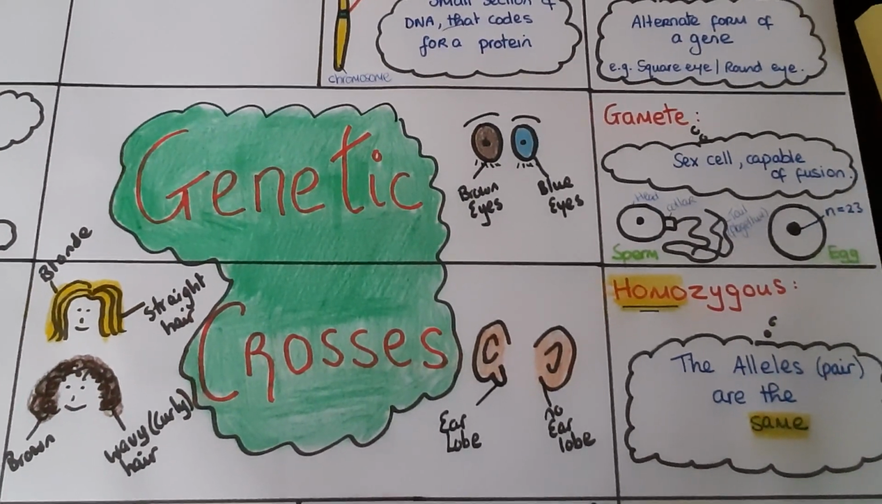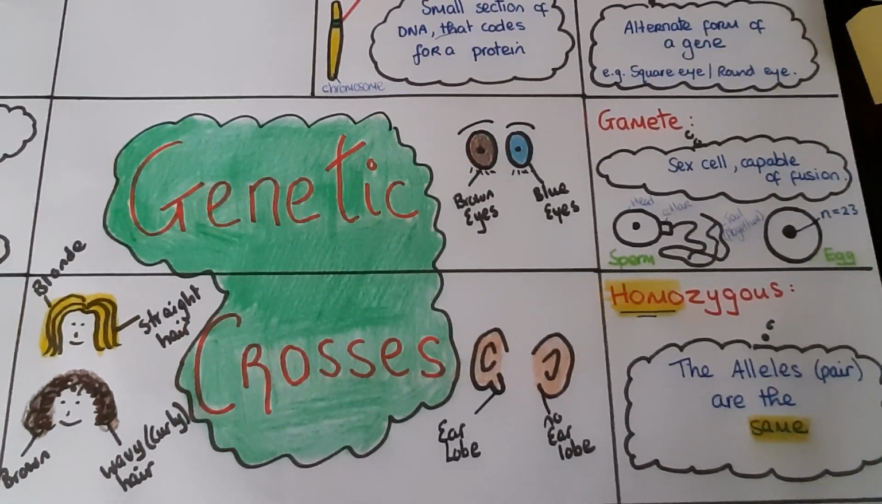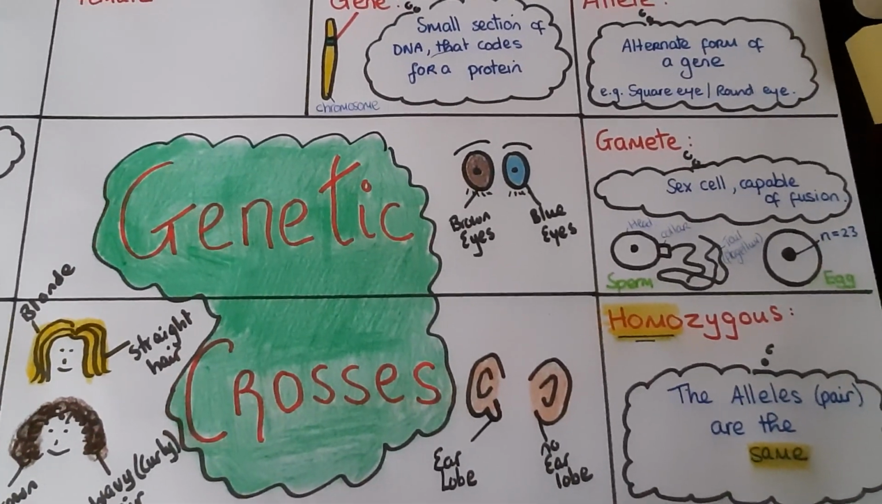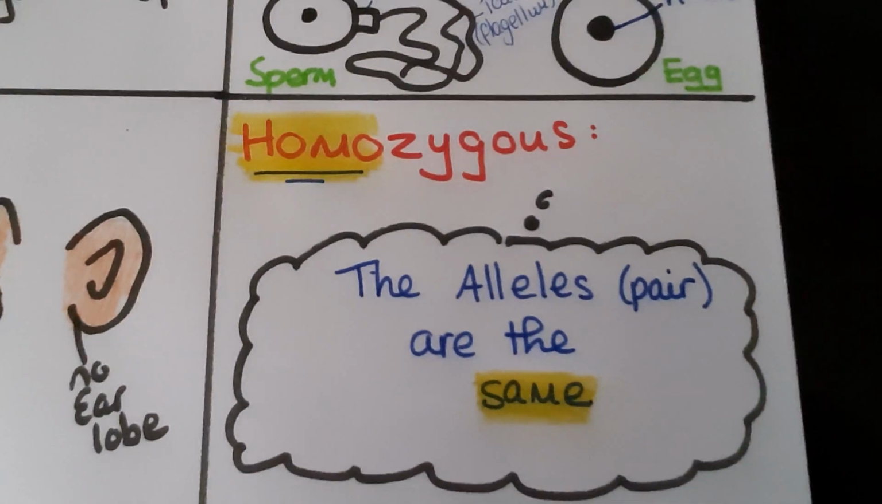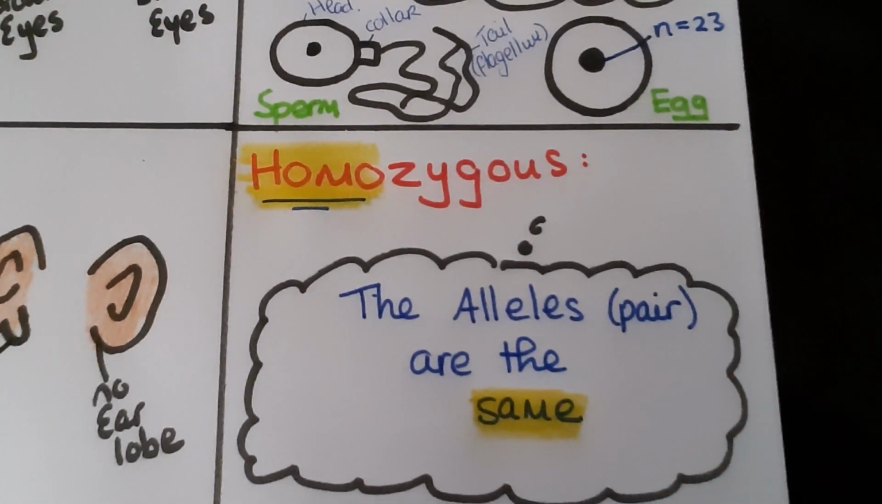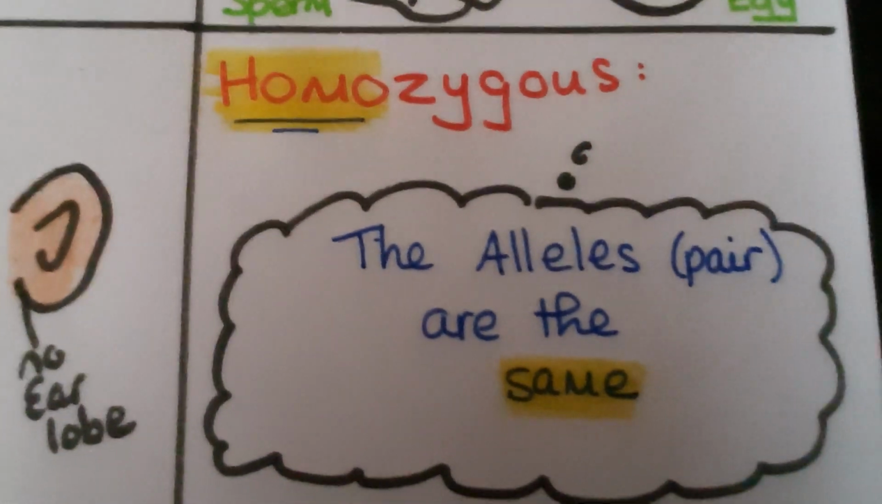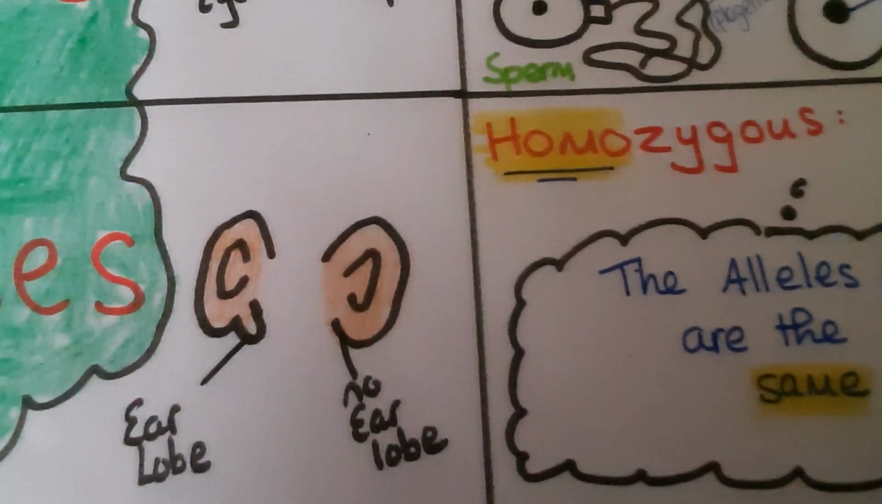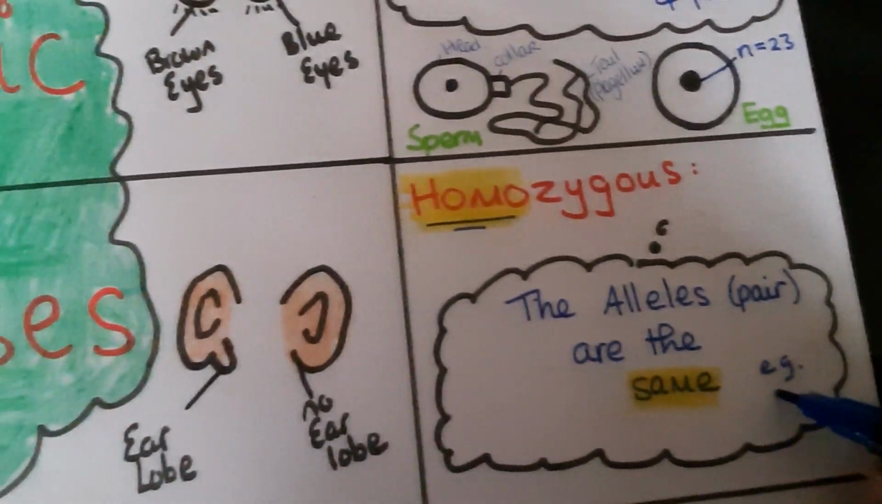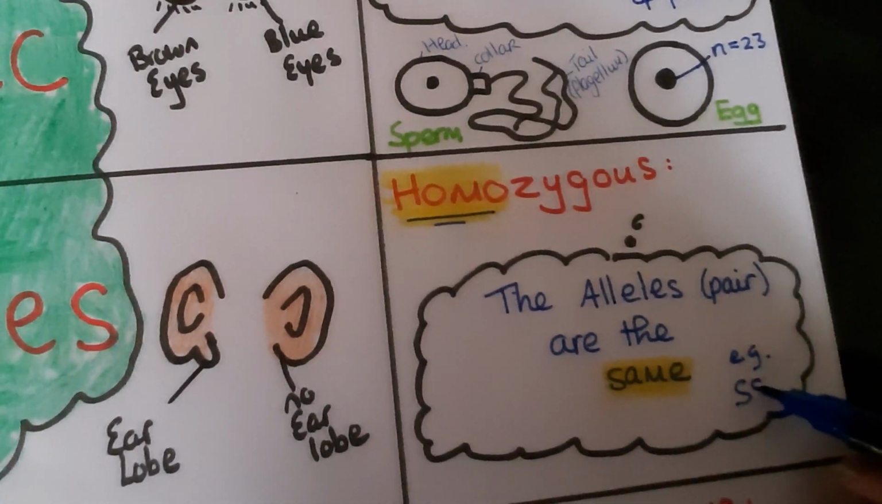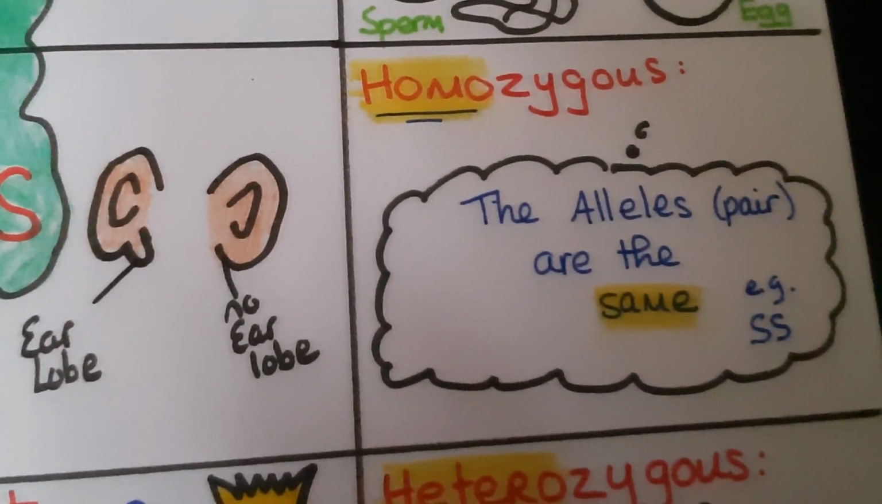So boys, all the time going back to our grid to add our definitions, because this chapter is very much new language for us. So for homozygous, I'm going to say the alleles are the same, and I'm going to give an example as I say the alleles are the same. So I'm going to say example, and I'm going to give it 2 capital S's.